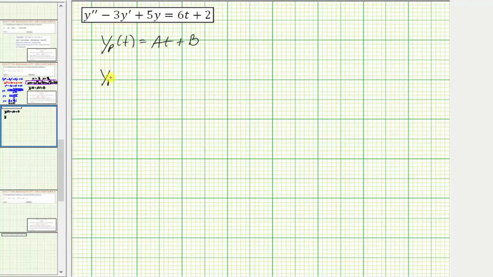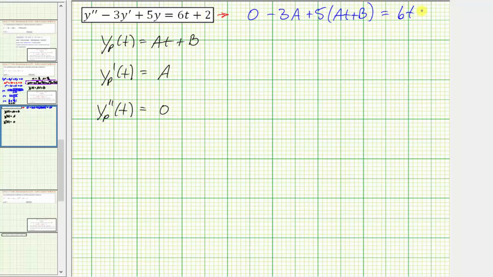Well, the first derivative is equal to the derivative of at plus b with respect to t, which would just be a. And the second derivative would be the derivative of the constant a with respect to t, which would be 0. So now performing substitution into the original differential equation, we begin with y double prime, which is 0. We have minus 3 times y prime, which is a, and then plus 5 times y, which would be 5 times the quantity at plus b.